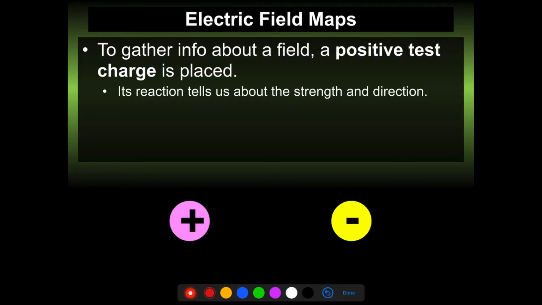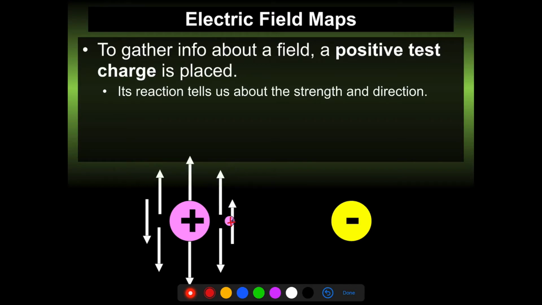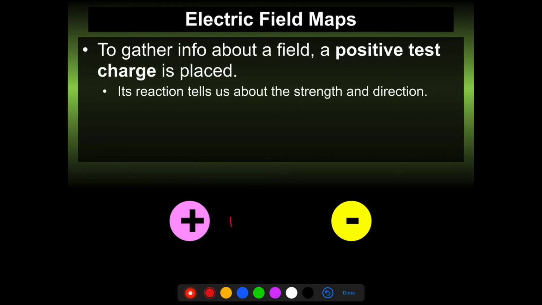To gather information about a field, we use what we call the positive test charge, and the reaction it has tells us about the strength and the direction. Do you remember, if we have a positive test charge right here, where is it going to go? Oof, that didn't come out right. I apologize. It looks better in my PowerPoint.